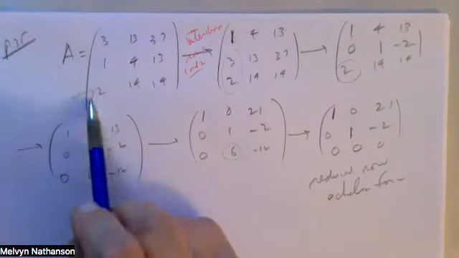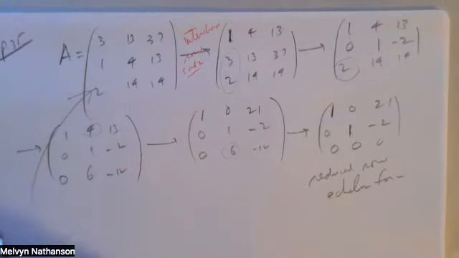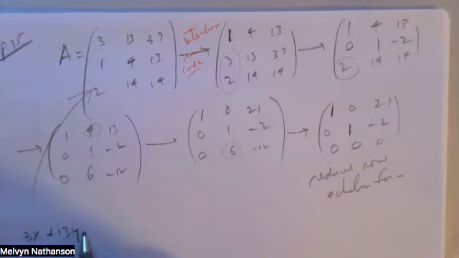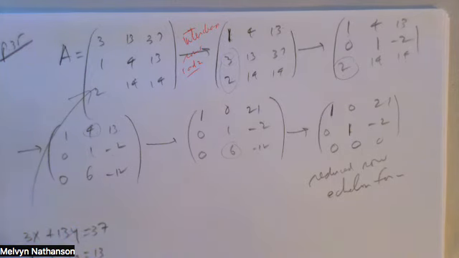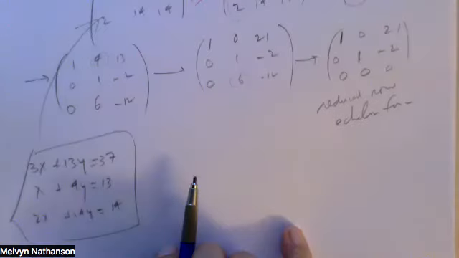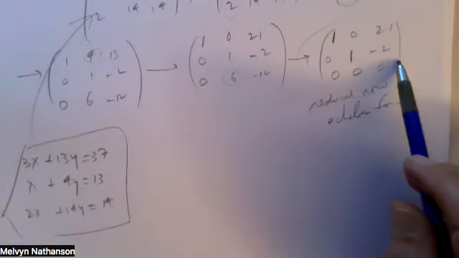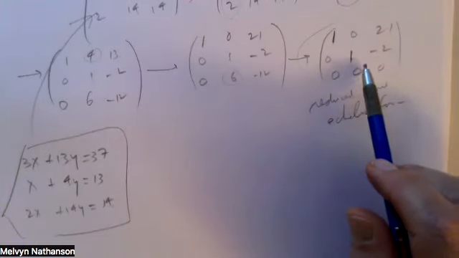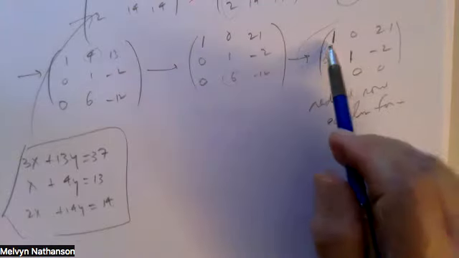Now, this initial matrix can be looked at as the augmented matrix for the system of equations 3x plus 13y equals 37, x plus 4y equals 13, 2x plus 14y equals 14. If I started with this system of equations, this would be the augmented matrix. This matrix is the augmented matrix for a different system of equations.